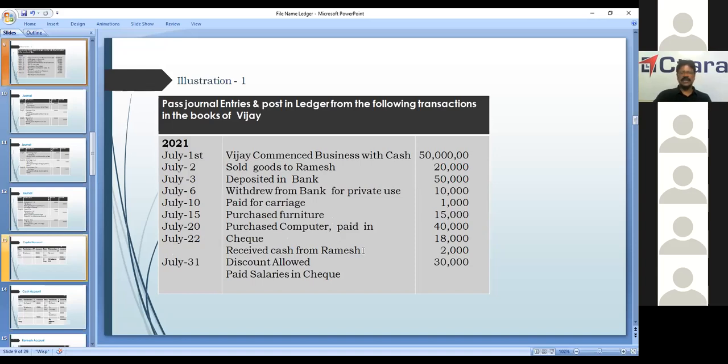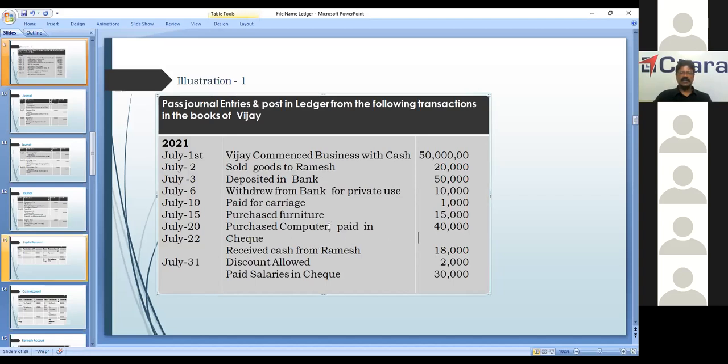receive cash from Ramesh, rupees 18,000. Discount allowed is rupees 2,000. Okay. Received cash from Ramesh 18,000. Discount allowed is 2,000. See, on 2nd July we sold goods to Ramesh for 20,000. Okay, but we have received cash only 18,000. The remaining is discount allowed, that is 2,000 rupees. What will be the entry? Okay.